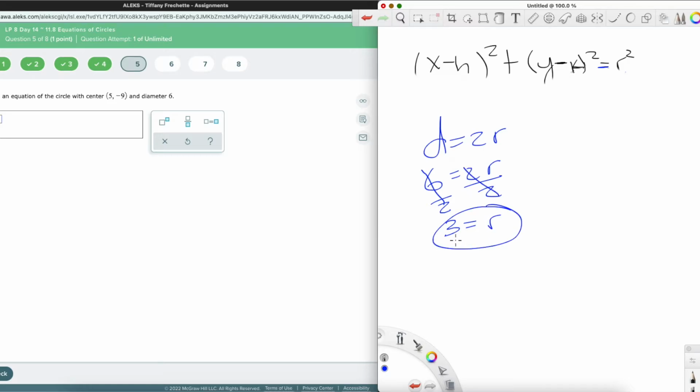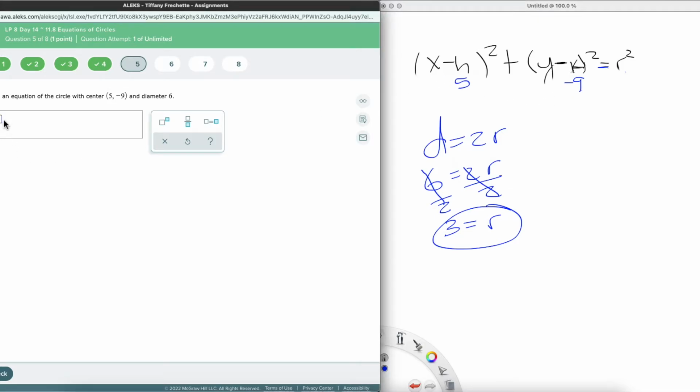And it's centered at 5, negative 9, so I have 5 here, and then negative 9. So this is going to be x minus 5. The minus doesn't change because it's not a double negative there. Remember, that's part of the equation. Plus y plus 9, because there is a double negative here. It's negative, negative. So make sure you're paying attention to that. Don't forget the squares on the end, because that will definitely get you marked wrong. And then we have our radius squared. So remember, this is 3. We figured that out. So 3 squared is 9.